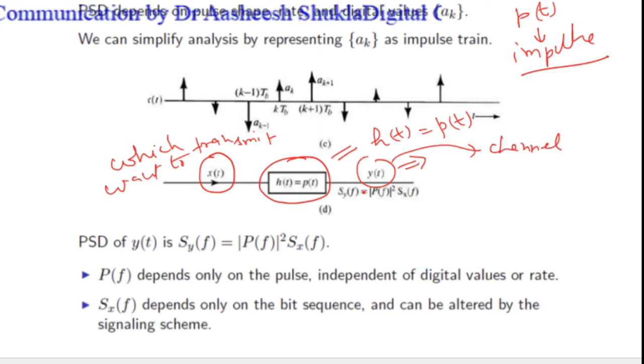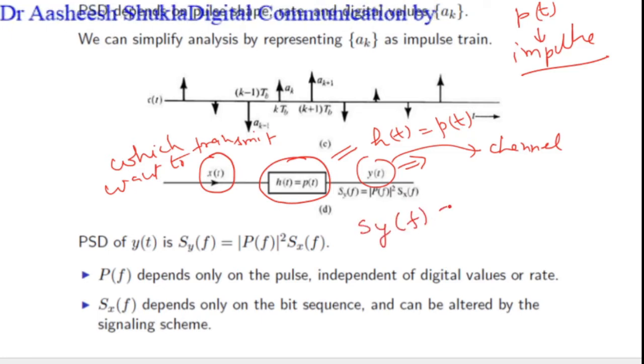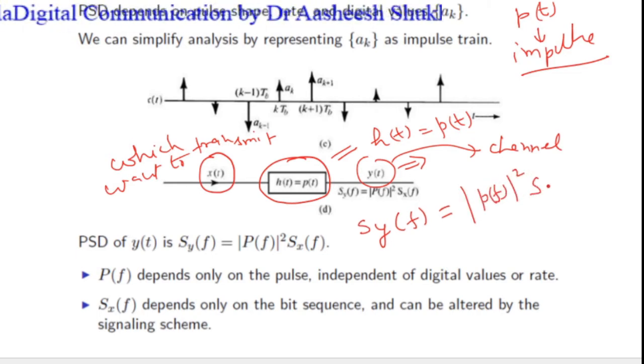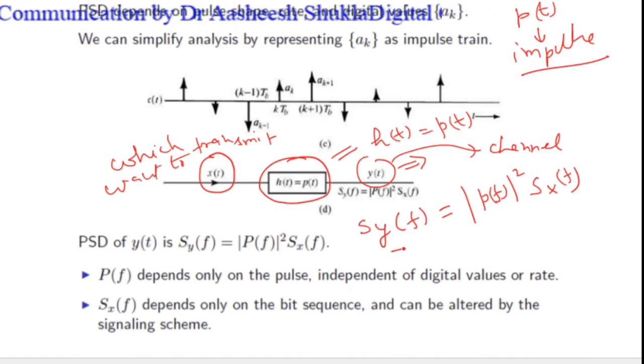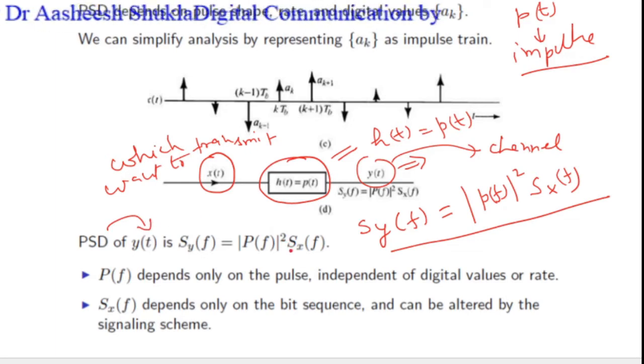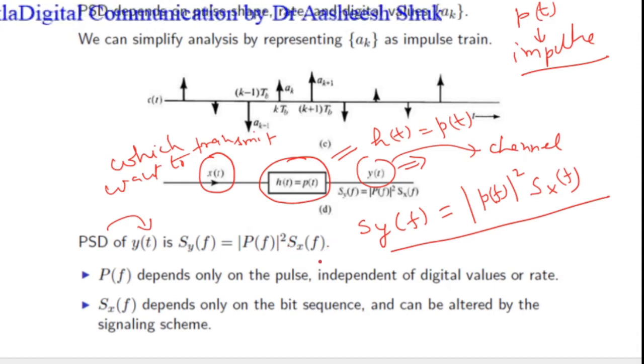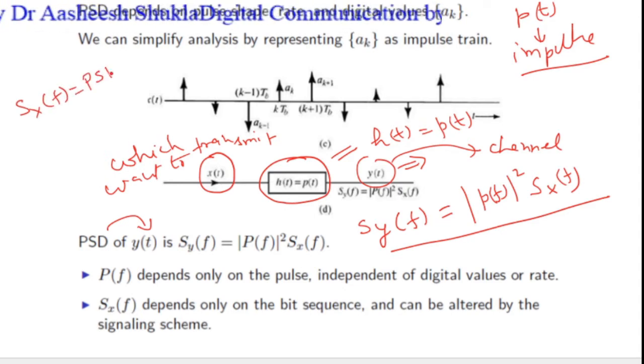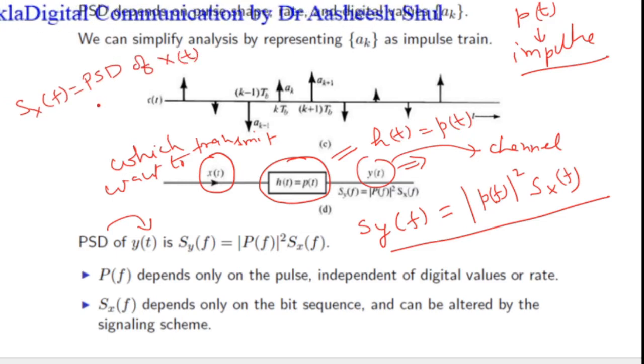The power spectral density of this y(t) can be represented as S_Y(f), which is equal to the magnitude of P(f) squared times S_X(f). It means that to find the power spectral density of y(t), we should know the value of P(f) as well as the value of S_X(f). So what is S_X(f)? It is the power spectral density of the signal x(t) which we want to transmit.